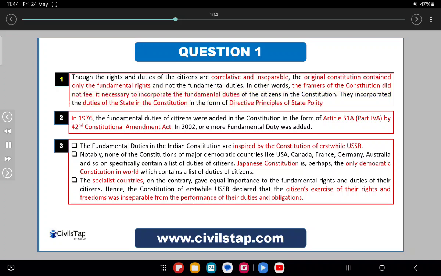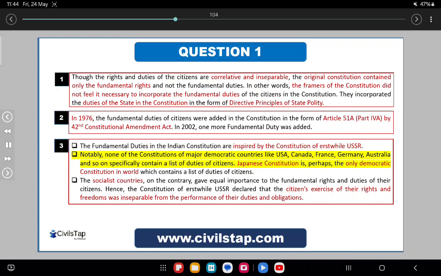1. In 1976, the fundamental duties of citizens were added in the Constitution in the form of Article 51A, Part IV-A, by the 42nd Constitutional Amendment Act. In 2002, one more fundamental duty was added. 2. The fundamental duties in the Indian Constitution are inspired by the Constitution of the erstwhile USSR.